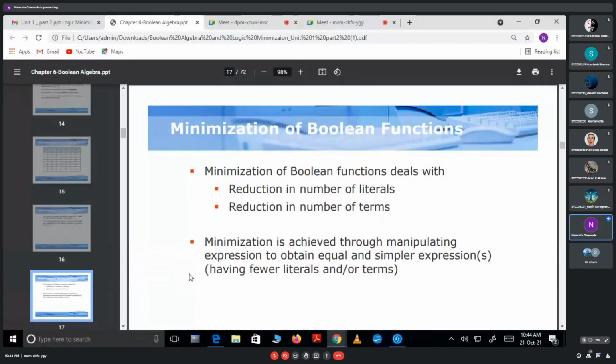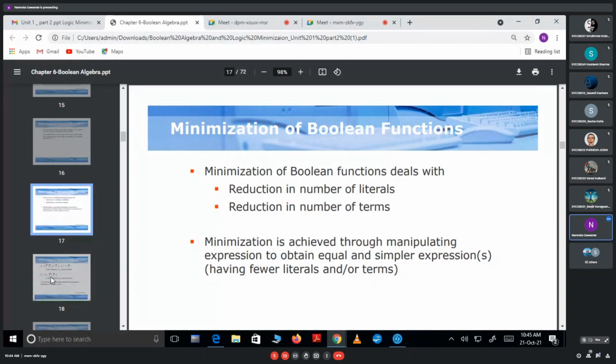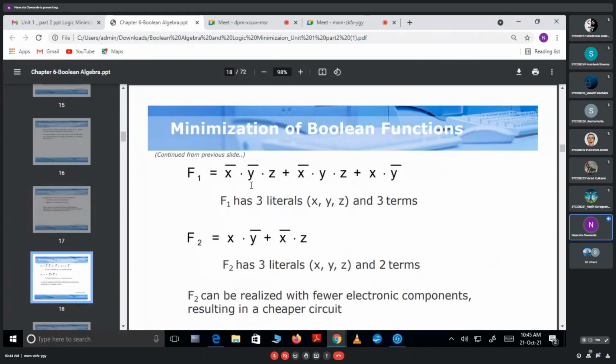Now the next, very important part, that is minimization of Boolean function. As I just said, minimization of Boolean function can be done with a number of techniques. Minimization of Boolean function deals with reduction in the number of literals or reduction in the number of terms. So minimization is achieved through manipulating the expression to obtain equal and simpler expressions. Now, just go through this particular part so you will understand what is meant by literal and what is meant by term.